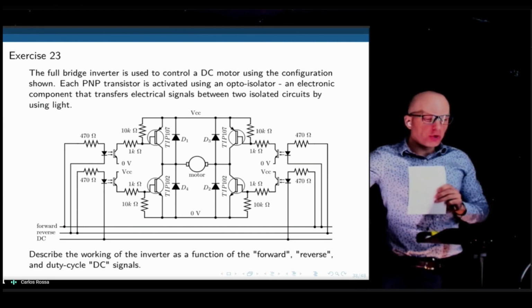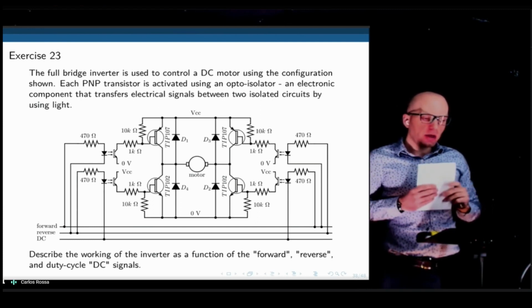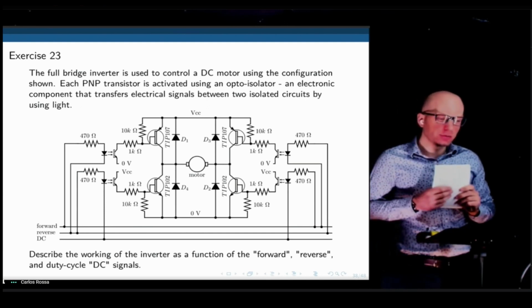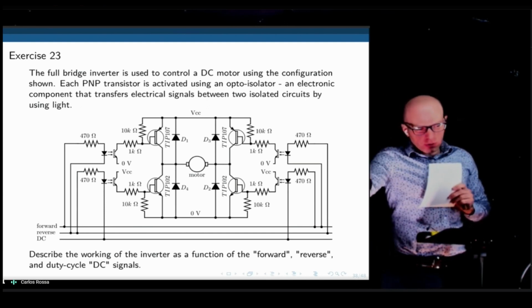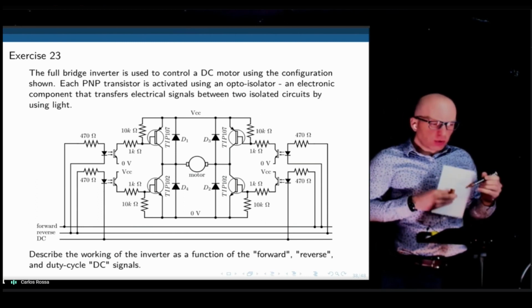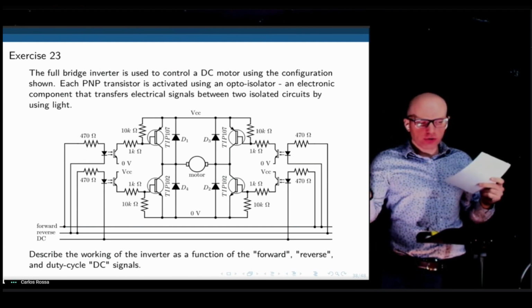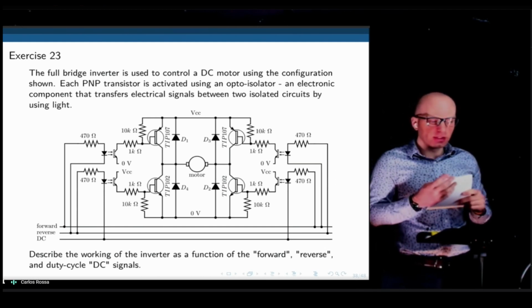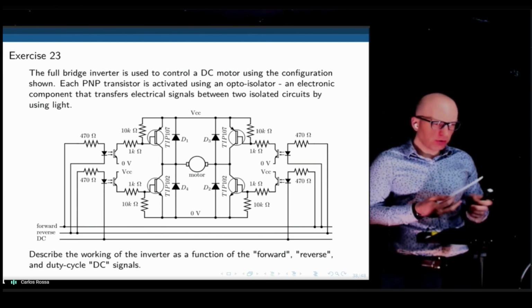We have a motor in the center. That's our load. We are operating that motor. And we have 3 different transistors. We have optocouplers, and we have 2 different types of transistors there that operate differently. Let's try to analyze the system and see what are the effects of changing the values of forward, reverse, and DC. DC stands for duty cycle. We'll see how to use that one later.